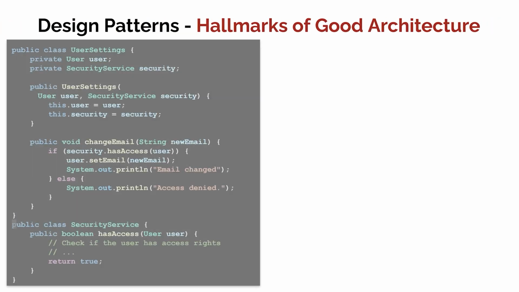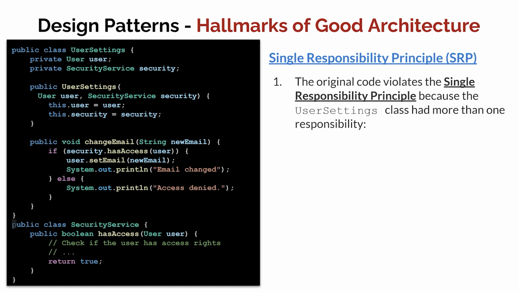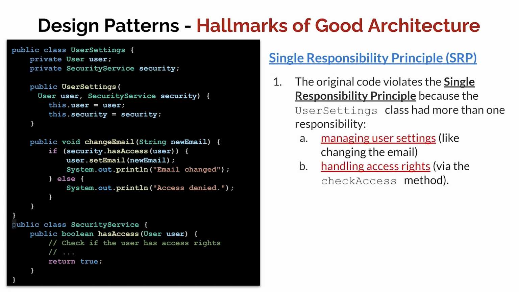Here is the refactored code. Have a look at it. The original code violates the single responsibility principle because the UserSettings class had more than one responsibility. It was managing user settings, like for example changing the email, but it was also handling and implementing user access rights, which was the checkAccess method. That makes the class much harder to maintain and modify in the future because one class was actually implementing a number of different elements in the system.